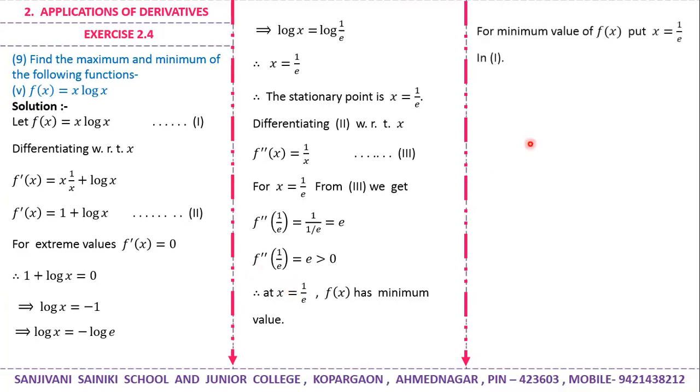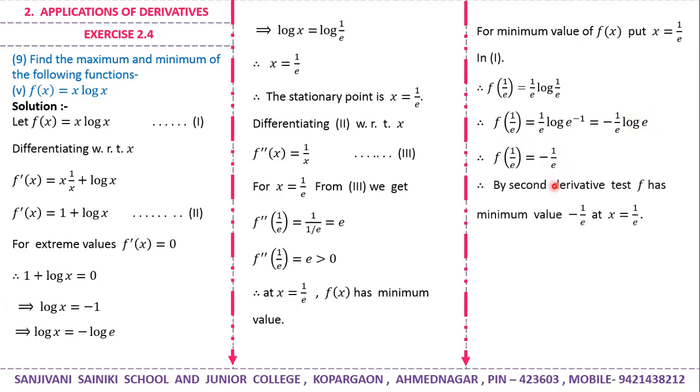And what is the minimum value of the function? So put x is equal to 1 upon e in the given function. You get the minimum value 1 upon e log of 1 upon e. I take this minus sign in front of the log by using the index property. You get minus 1 upon e log of e. But log of e is 1. So f of 1 upon e is minus 1 upon e. So by the second derivative test, f has minimum value minus 1 upon e and it is at x is equal to 1 upon e.